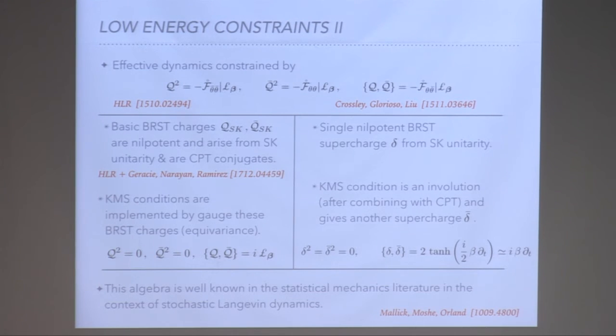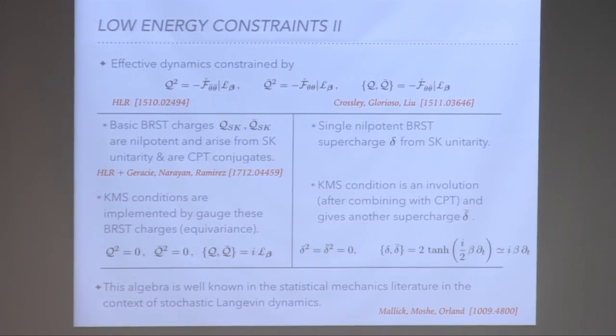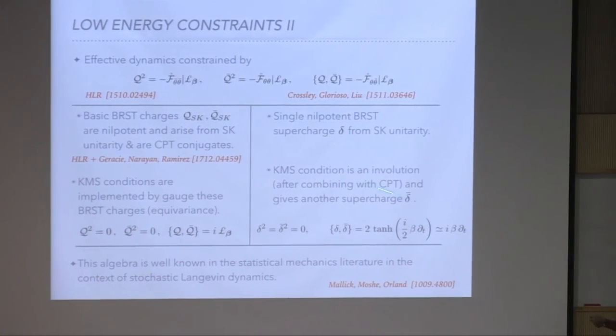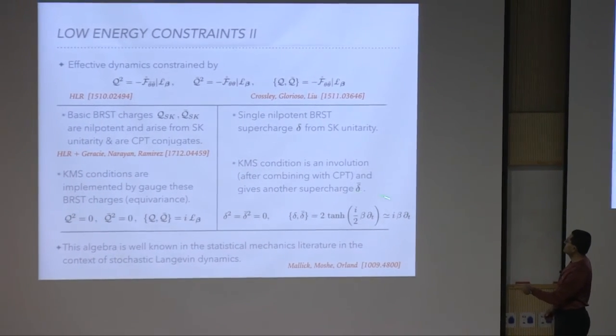There's a philosophical difference which I wanted to highlight between our way of thinking and some other groups that have tried to do this, in particular the MIT group of Paolo Glorioso, Hong Liu and Crossley. The philosophical difference is the following. They like to say that BRST, Schwinger-Keldysh, should only be imposed by a single generator, not a CPT conjugate pair of generators. And the KMS condition, for them, the words they use, is that it gives an emergent second generator which combines with this delta to give you this algebra.